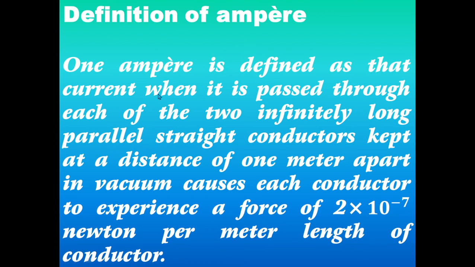Once again, repeating: the current which, when passed through each of the two infinitely long parallel straight conductors kept at a distance of 1 meter apart in vacuum, which is the condition, causes each conductor to experience a force of 2 into 10 power minus 7 Newton per meter length of the conductor. So this is a very important definition.